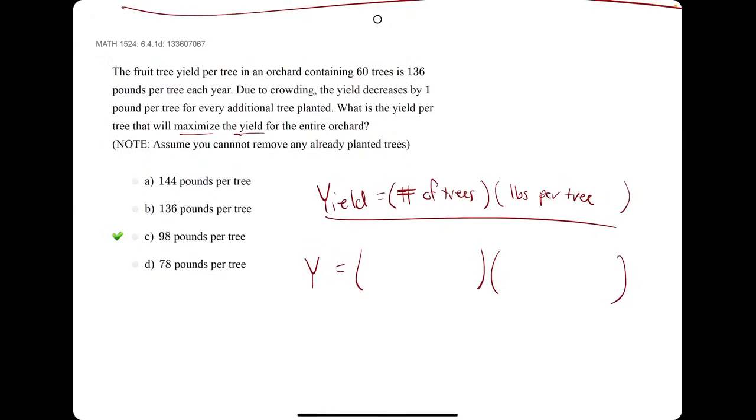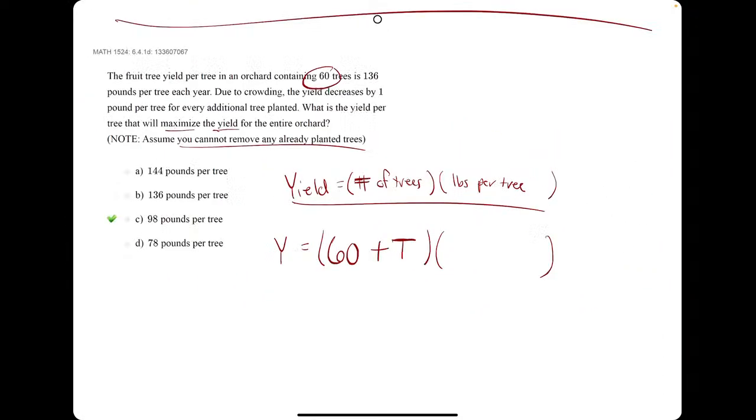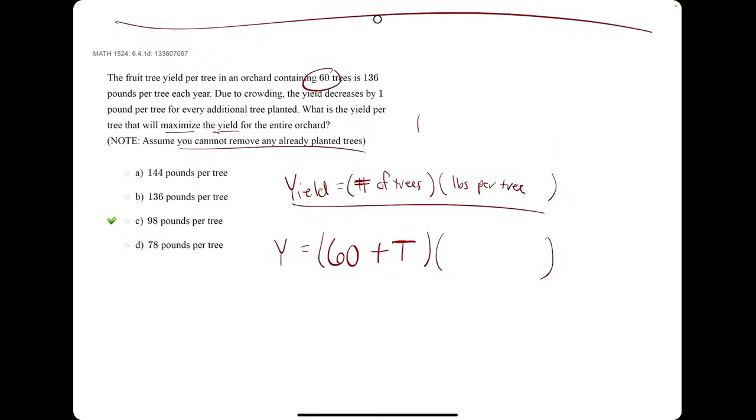The number of trees starts at 60. And it only says we are not removing any planted trees. We are only adding additional trees. So starting at 60, we're not subtracting any, but we are adding trees. So I'll say plus T, where T represents the additional trees.